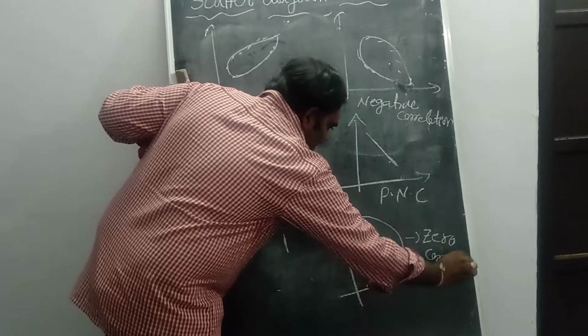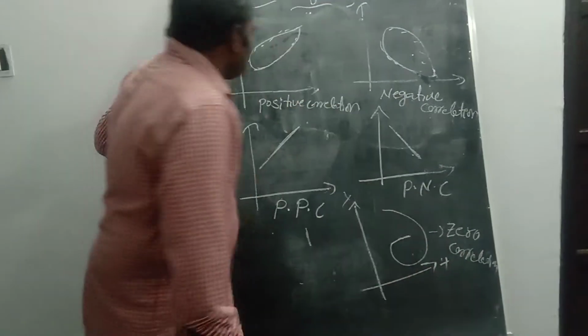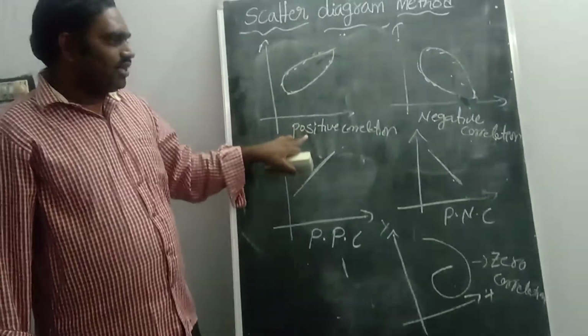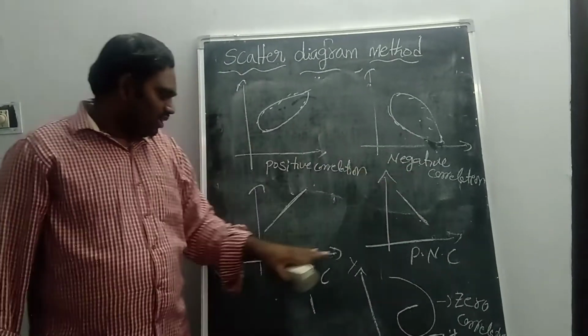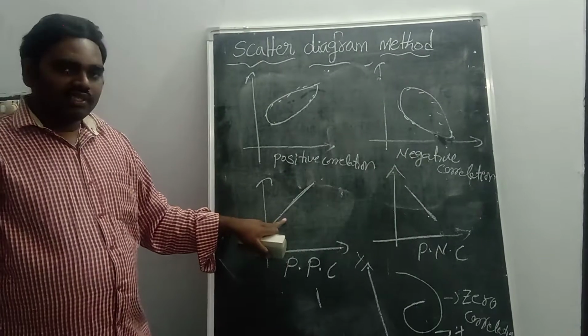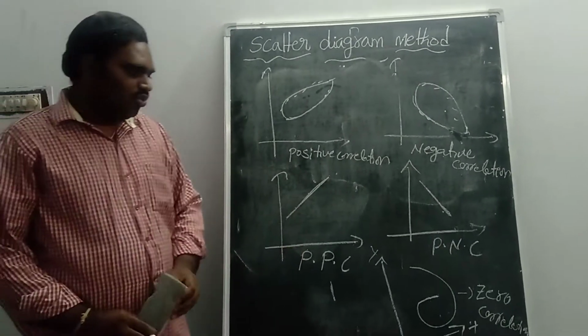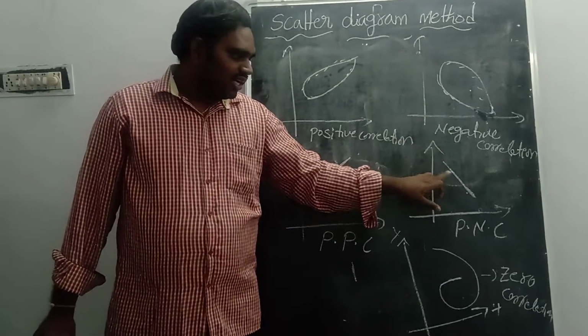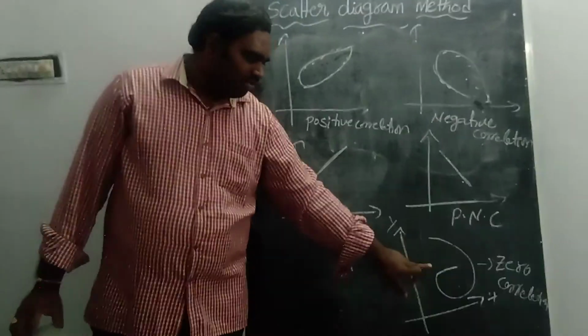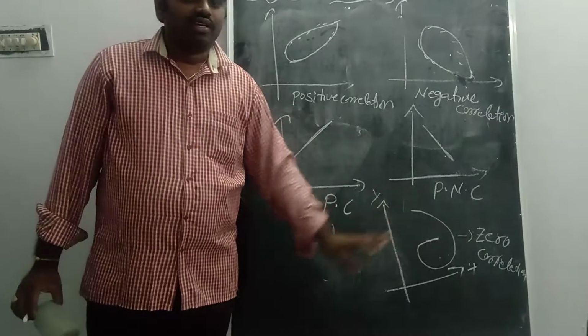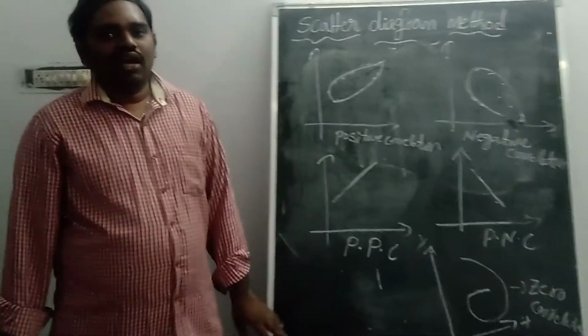So these are the different types of correlation. If the points are increasing in order, we say positive correlation. If the points are decreasing in order, then negative correlation. If exactly a straight line and increasing order, then perfect positive correlation. Decreasing order, straight line, this is perfect negative correlation. In a shape like this, we cannot say anything, so it is called zero correlation.